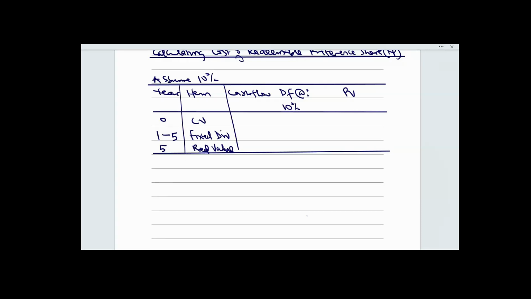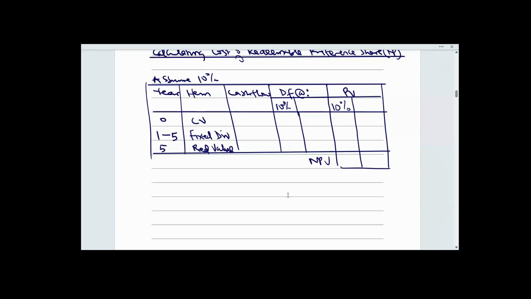So let me do my table. Divide this one into 2. Let me push one to the back. 10%. Okay. Divide this one into 2. Here is our NPV. This one is at 10%. Now, let's go back to the question.